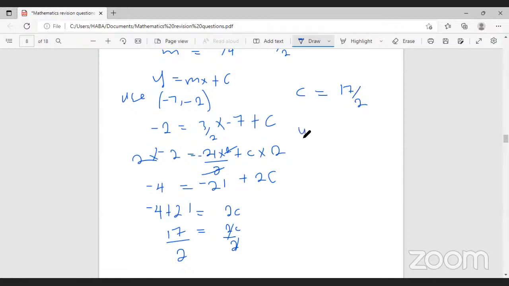Yes. So y is equal to m, which is 3/2, x plus c, which is 17 divided by 2. And that is the equation. Any questions there?